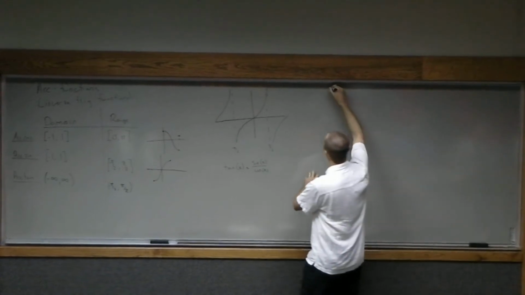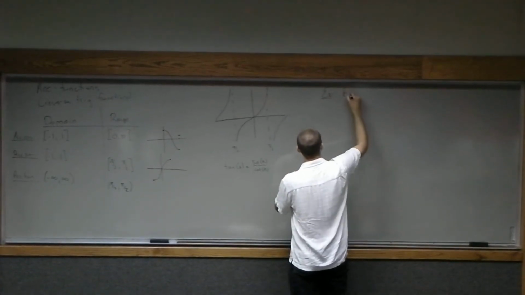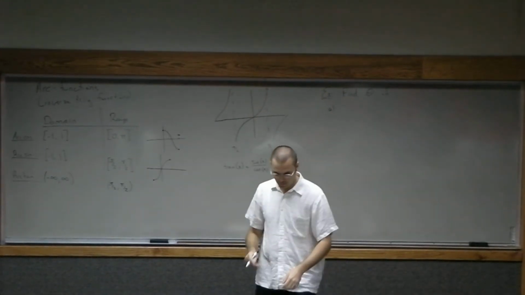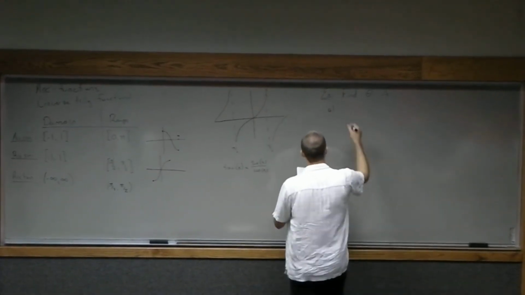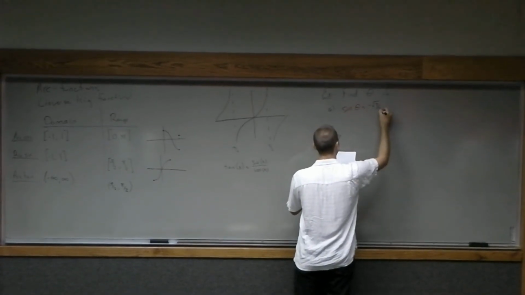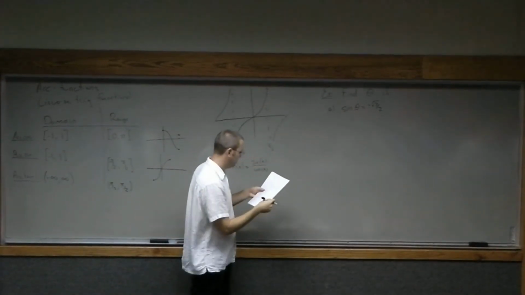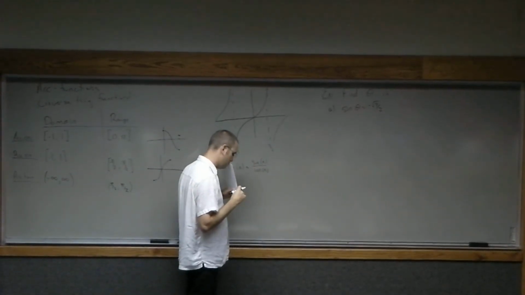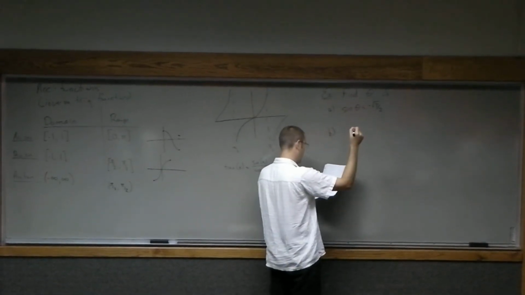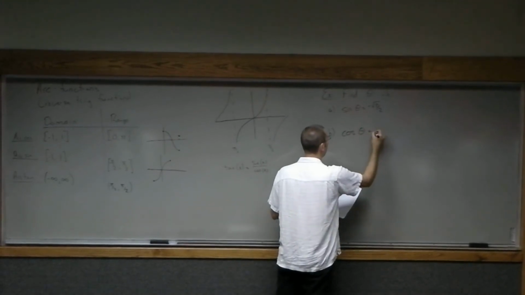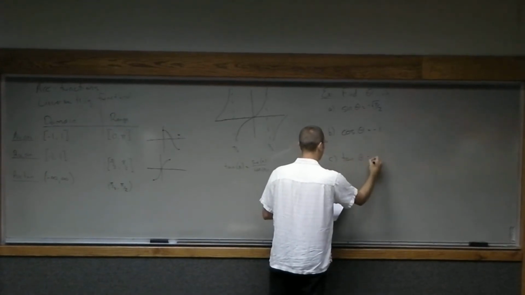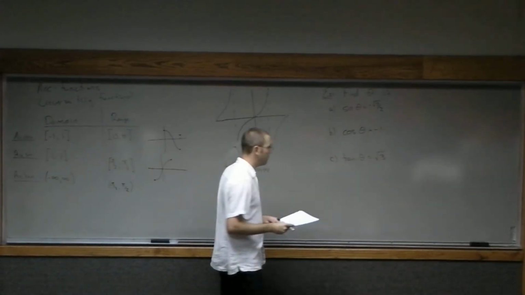As an example, find theta if, and here we'll have some, the first one is if sine of theta equals minus square root of 3 over 2. Cosine of theta equals minus 1, and tangent of theta equals square root of 3.